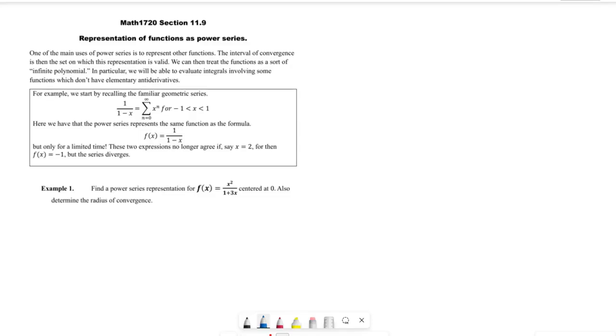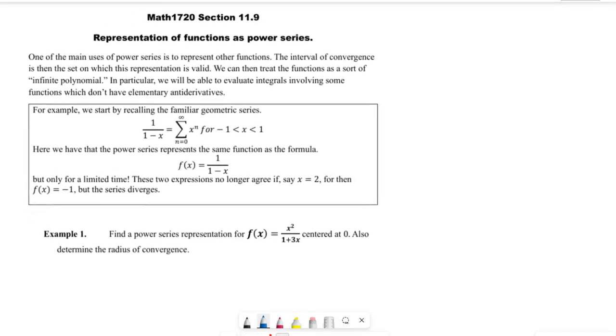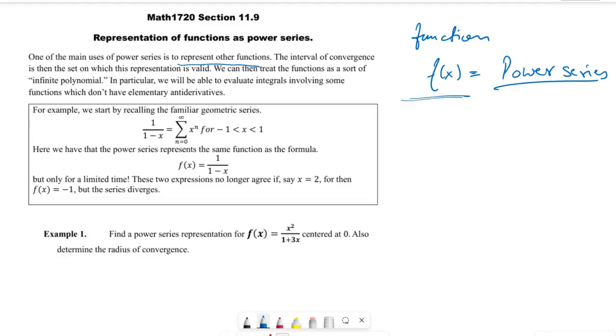So here is section 11.9. One of the main uses of power series is to represent other functions. So what we are trying to do here: we have some function, any function, let's say f of x. We want to write it as some kind of power series. So this chapter is basically about expanding a simple function into a power series.